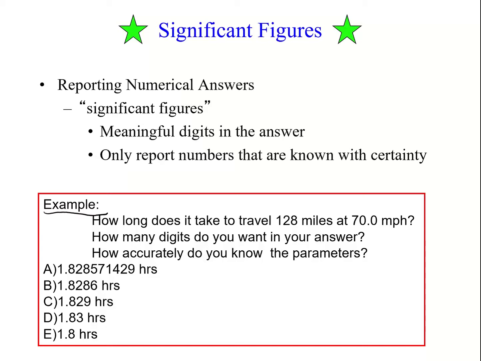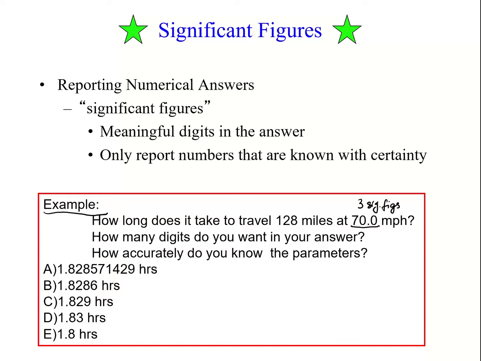How long does it take to travel 128 miles at 70.0 miles per hour? How many digits do you want in your answer? How accurately do you know the parameters? Our answer will depend on the number of significant figures in the given parameters. As you can see, 70.0 miles per hour is given with a decimal place, and this indicates the accuracy. So this number has 3 significant figures.